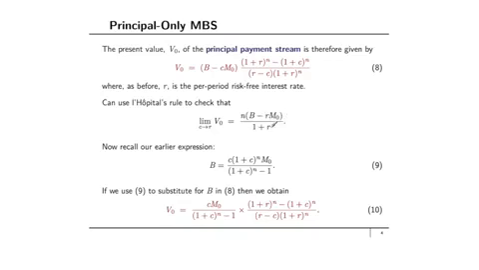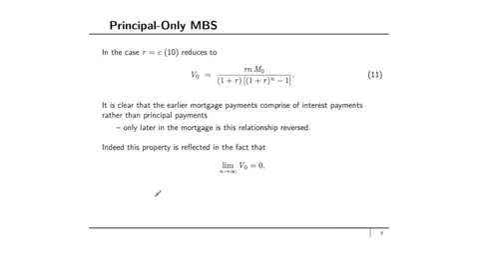Now, if you recall our earlier expression for B, which is the fixed monthly payment on the mortgage, then we can substitute for it inside expression 9 up here in 8 to find V0. So here, this is the fair value, or the present value today at time 0, of all the principal payments on the mortgage, assuming, admittedly, a deterministic world, no prepayments, no defaults. In the case that R equals C, then we see that V0 collapses down to this expression here.